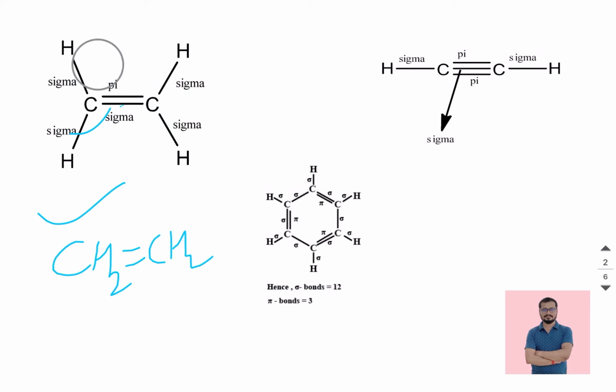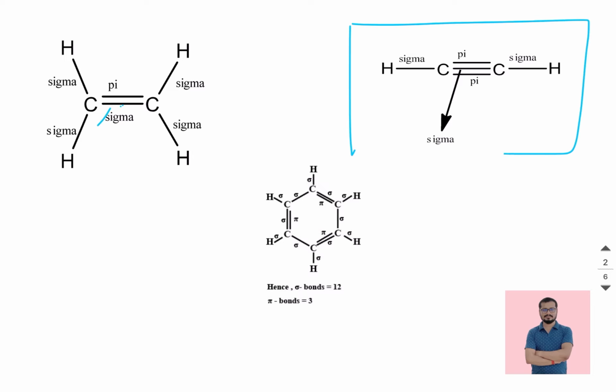For given ethyne, this is ethyne. Ethyne has one sigma bond with a carbon atom and another sigma bond with the hydrogen atom. So here each carbon has two sigma and two pi bonds.